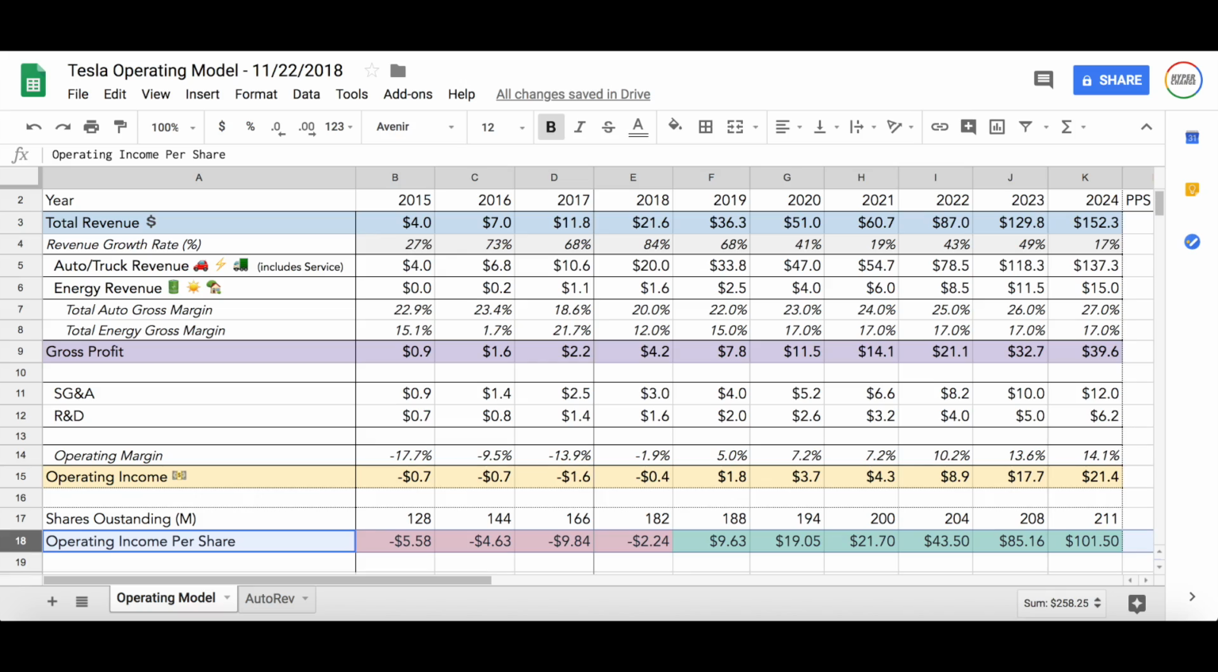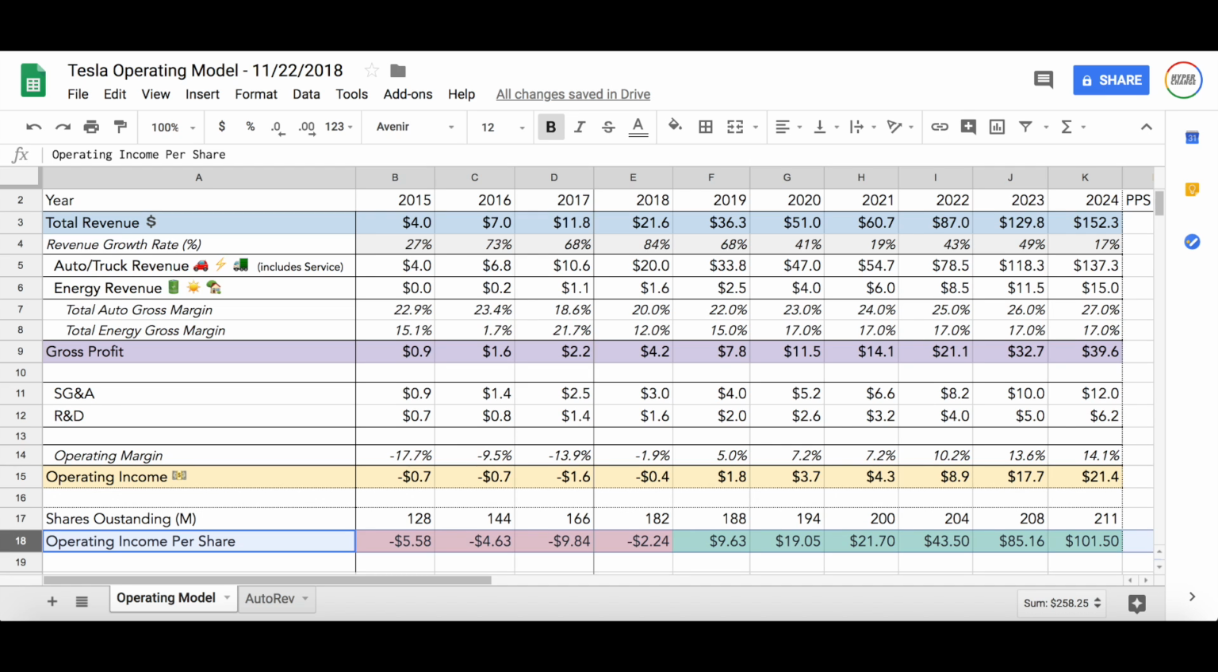And so moving down to the last item, which is operating income per share, as you can see, I've actually toned down my estimates for shares outstanding or dilution in the future because Tesla said they're going to be profitable. They don't want to raise money. They don't want to keep raising equity. I priced in a massive amount of dilution in my previous model. I still think I priced in a good amount of dilution here, but I toned it back a little bit.